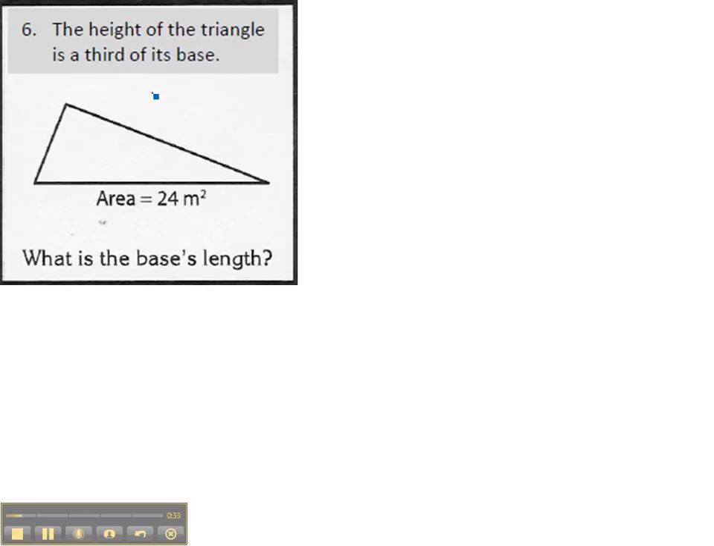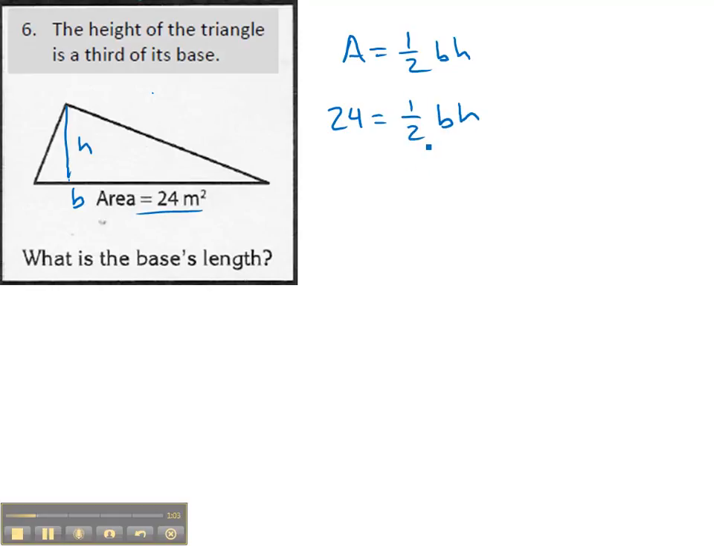So I'm going to do one of these for you, number 6. The height of the triangle is 1/3 of its base. So we don't know the height, and we don't know the base, but we do know the area. So let's write the area formula. Area equals 1/2 base times height. And we know the area is 24, so 24 equals 1/2 base times height.